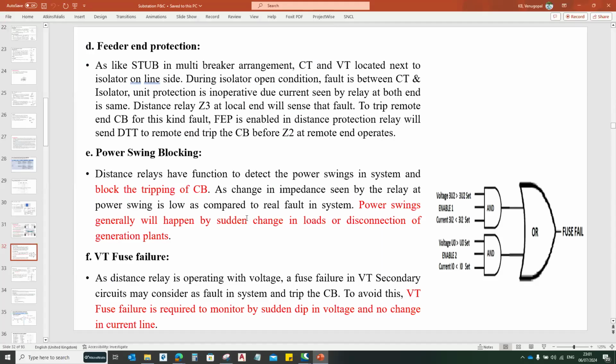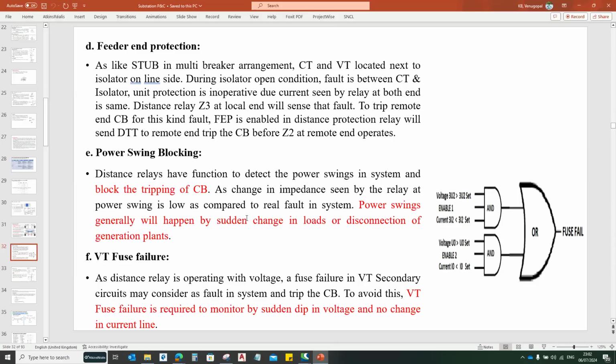Then there will be a power swing block. That is also part of your main protections. Distance relays have functions to detect power swings in the system and block the tripping of the CB. The change in impedance seen by the relay during power swings is low compared to a real fault, because when a real fault happens in the system, there will be sudden spikes in the currents as well as voltages. That will be considered an actual fault.